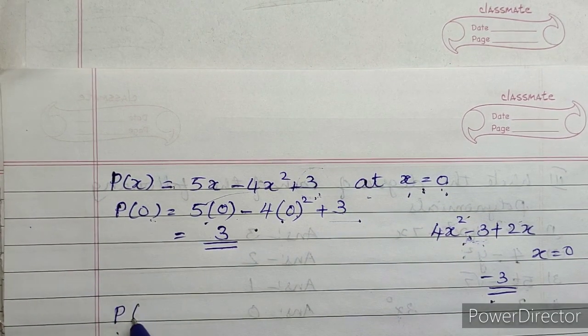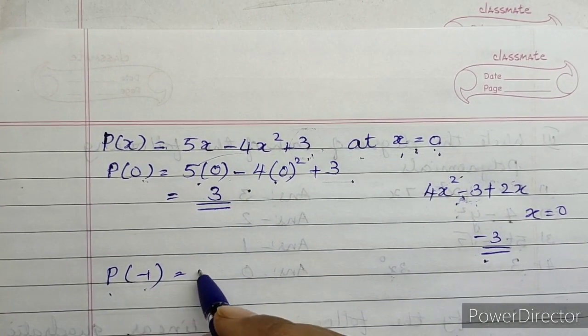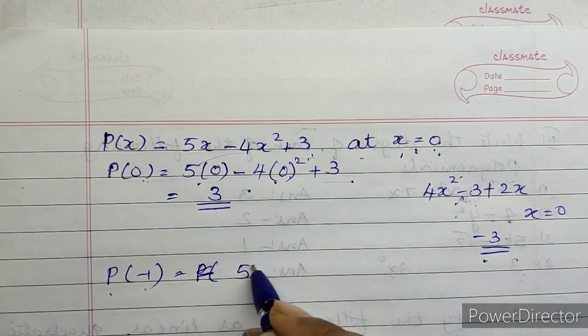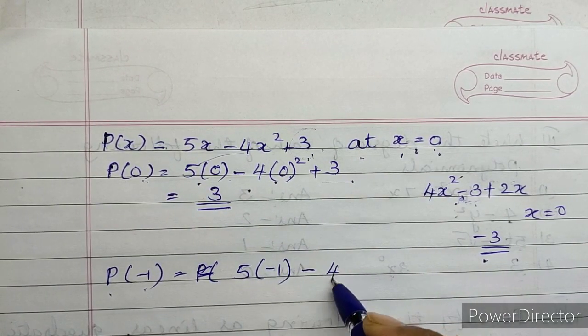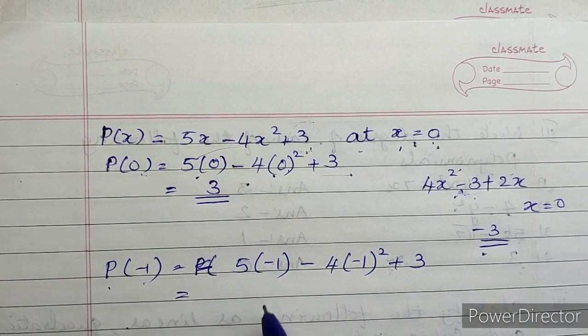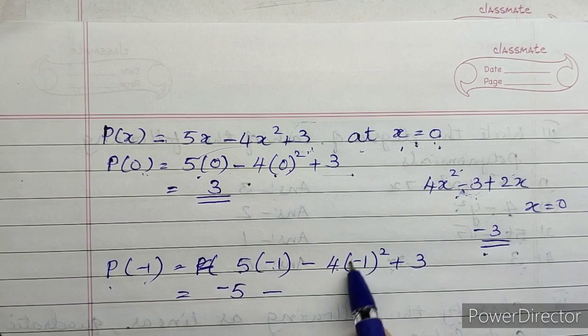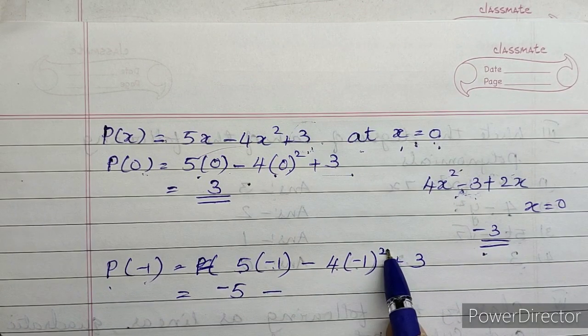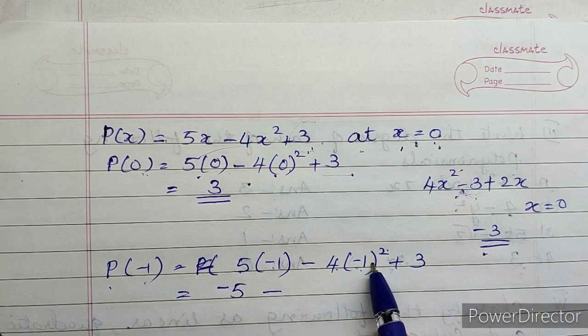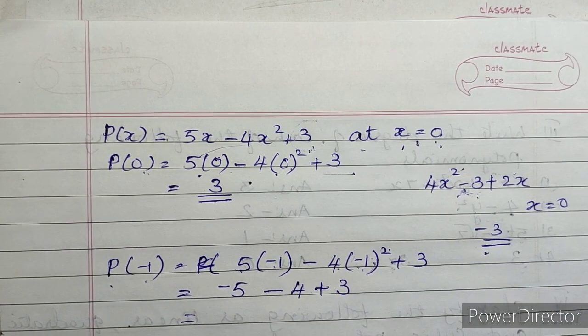Similarly, p of minus 1. See the same polynomial only, wherever x comes, you have to put it as minus 1. So 5 into minus 1 minus 4 into minus 1 whole square plus 3. That is equal to 5 into minus 1, how much? Negative 5, minus 4 into minus 1 whole square. Minus 1 whole square means how much? Minus 1 into minus 1, it will become positive 1. Negative into negative is positive. So minus 4 into 1, it is minus 4 only, plus 3.